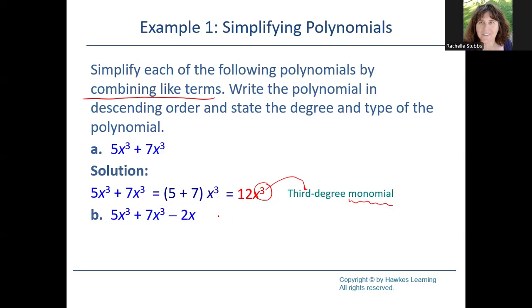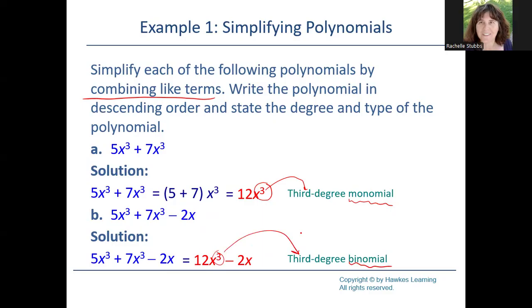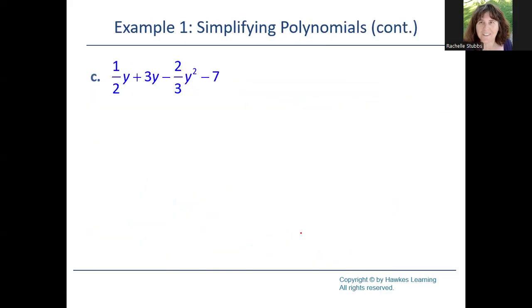Here's a second one. Combine any like terms. Well, here's an x to the third, here's an x to the third. So that's going to give me 12x to the third. But this is not the same. It does have an x, but it's not x to the third, so I cannot combine it. So it looks like this. This then is a one part, two part, so it's a binomial. And looking at its leading term, its degree is 3. So it's still a third degree binomial.